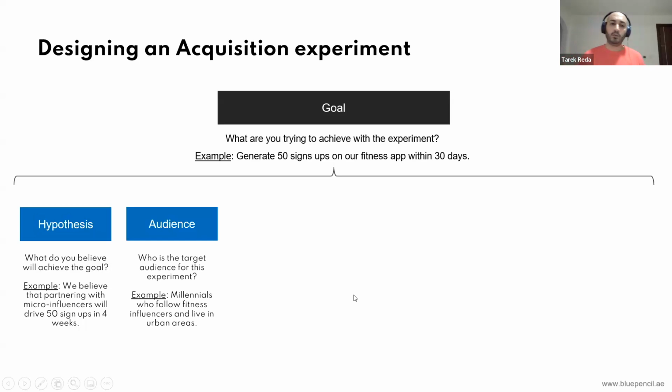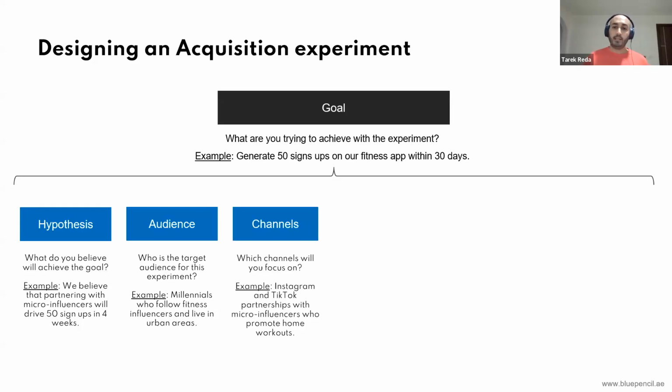The next thing you want to do is define the audience. So who exactly is the target audience for the experiment? So let's say millennials who follow fitness influencers and live in urban areas. Next, you want to define the channels. We're going to do this on Instagram and TikTok, partnering with micro-influencers on both platforms who promote home workouts. Okay.